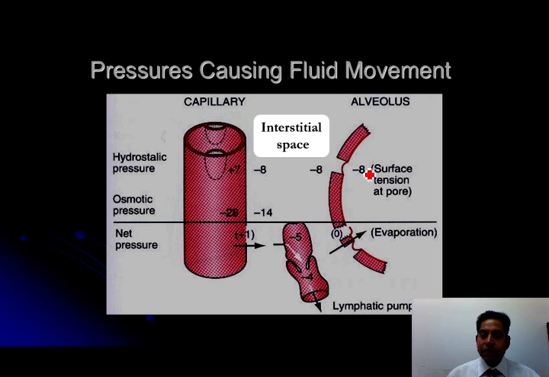If you look at the surface tension in the alveolus, it is -8. So whatever fluid comes from the hydrostatic pressure here, which is the pressure in the capillaries, you have +7 in the capillaries, as we have already seen, and -8 in the interstitial space. So there is a partial vacuum here, which will tend to pull the fluid from the capillary into the lungs. But there is no exchange between the alveolus and the interstitial spaces.